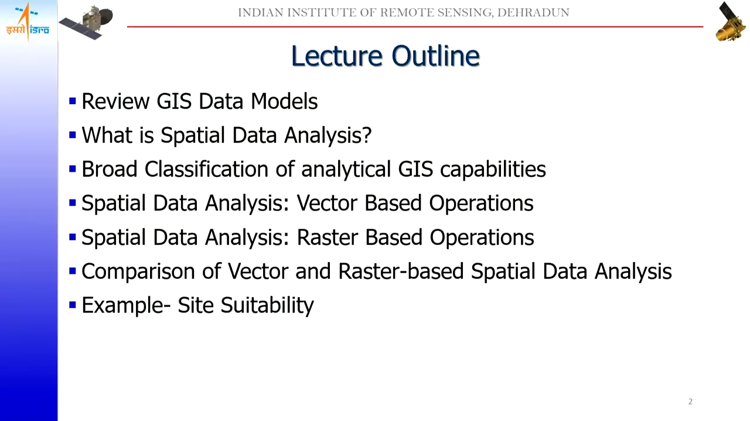Now, with reference to GIS data models, which are of two types, either vector or raster, GIS allows us to represent real world phenomena either in the form of a vector, whose primitives are point, line, or polygon, or in the form of a grid of pixels, a tessellation, in the raster model. So we'll see the spatial data analysis operations with reference to vector data and also with reference to raster based data. That's why we are calling them vector based operations or raster based operations.